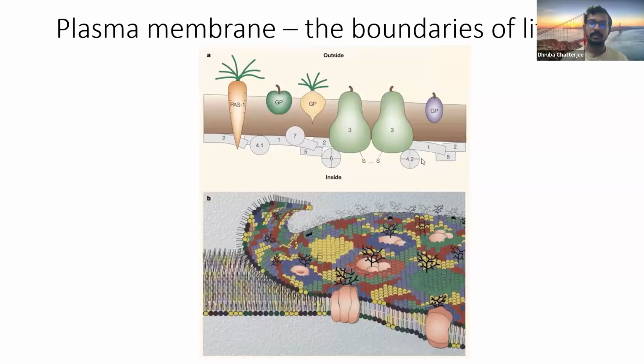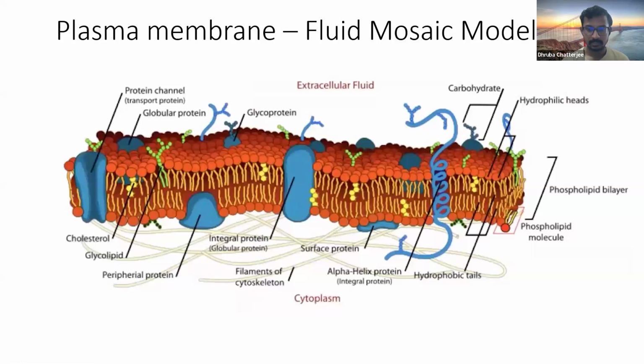Okay, so as the fluid mosaic model says, you can appreciate that the plasma membrane is a lipid bilayer, right? It consists of two leaflets of lipid molecules, and you have the proteins which are floating in this sea of lipid. Everything is very dynamic. All the molecules are constantly in a state of movement and diffusion within each of these leaflets of the lipid bilayer of the plasma membrane.